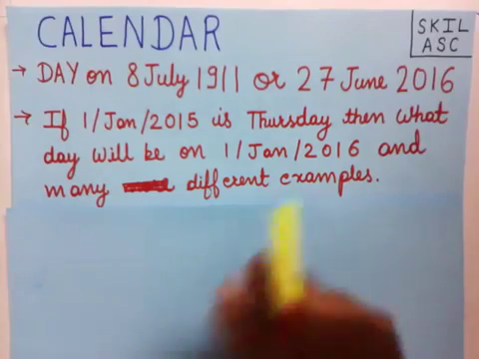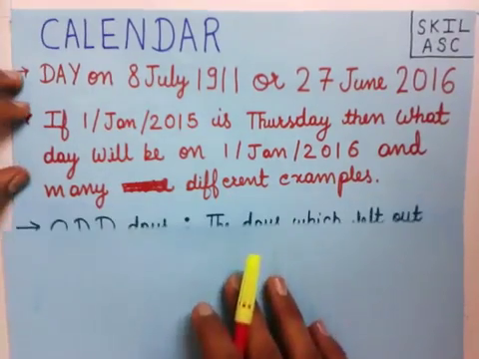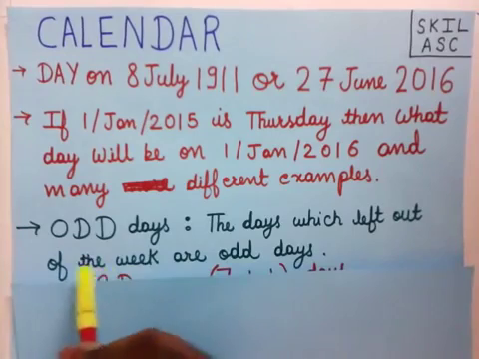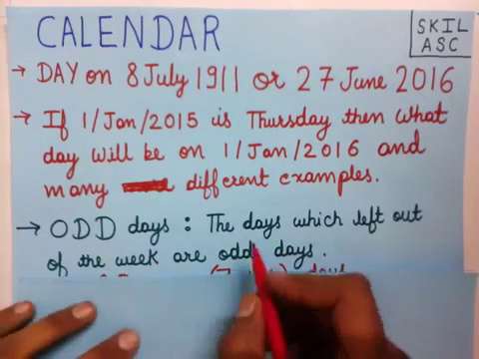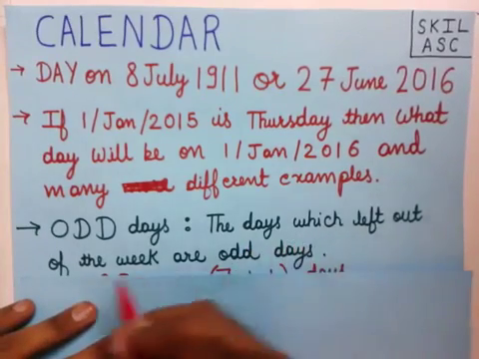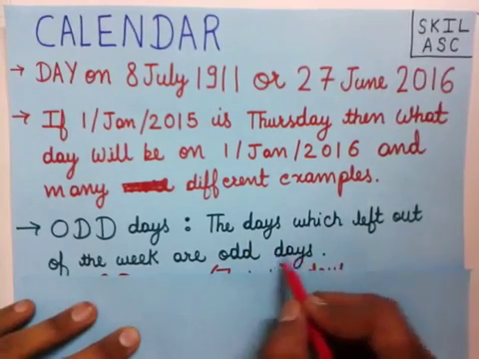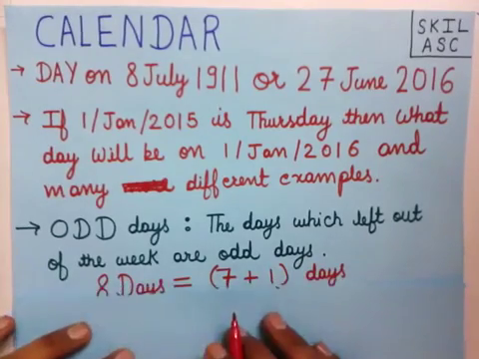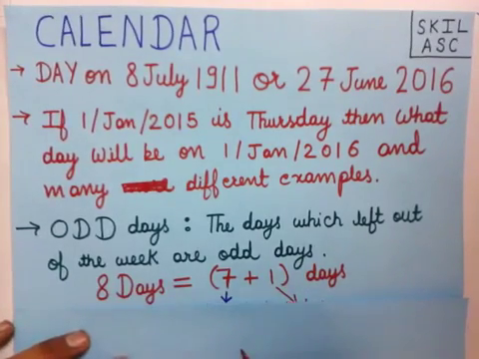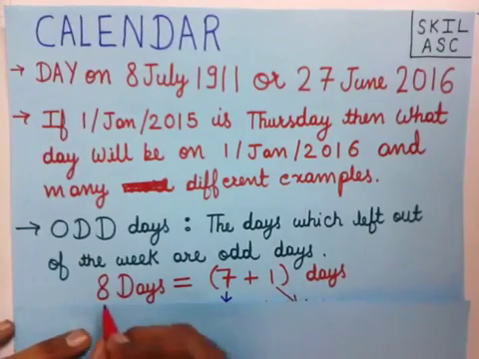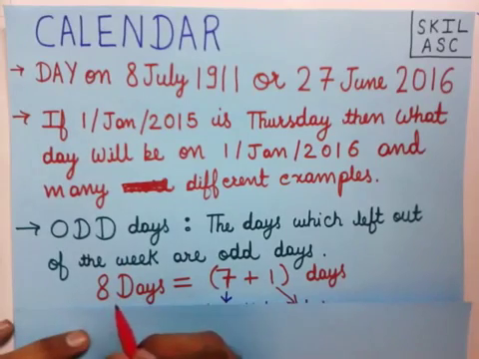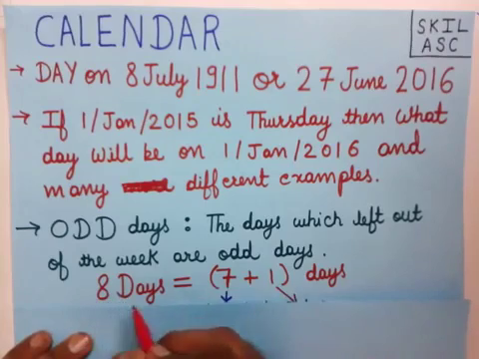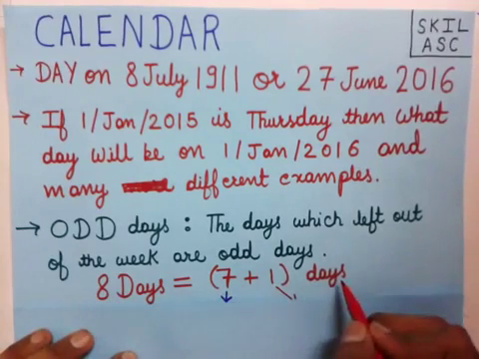Now let's get started. First of all, we see what are odd days. So what are odd days? The days which are left out of the week are odd days. We take an example to better understand it. Suppose we have 8 days. Now we need to find the number of odd days in these 8 days. These 8 days can be written as 7 plus 1 days.